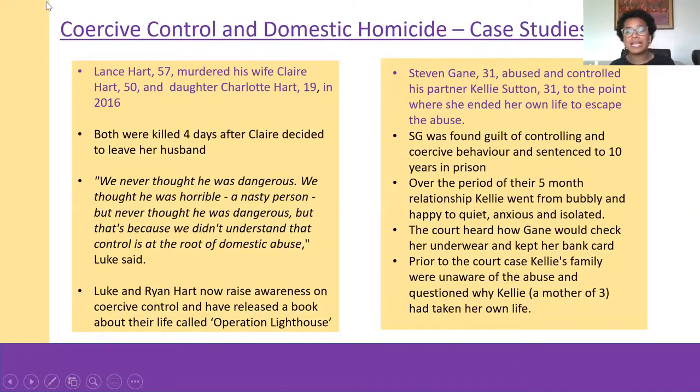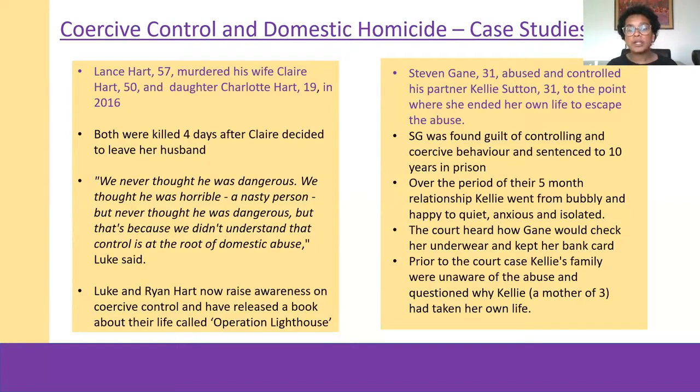Okay, so I'm going to talk about some cases. All the cases that I'm talking about here are in publicly available information, so you can go away and have a look at these in more detail. The first one is one you might be familiar with: the murder of Claire and Charlotte Hart. This was in 2016. They were murdered by Claire's husband, Charlotte's father, Lance Hart. Both were killed 4 days after Claire had decided to leave her husband. There had been no history of physical violence. I don't think, from what I read, that they were known to services or anything like that.